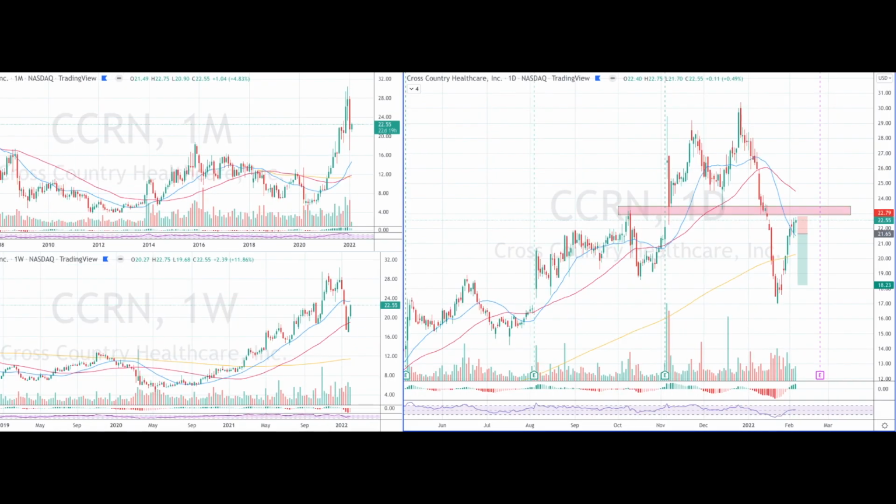My goodness. First one I'll talk about is CCRN. Basically looks like we're heading into the supply zone. Real unfortunate that earnings is not that far away, but if we get a decent drop with the market, this one might not need that many days to get to target.